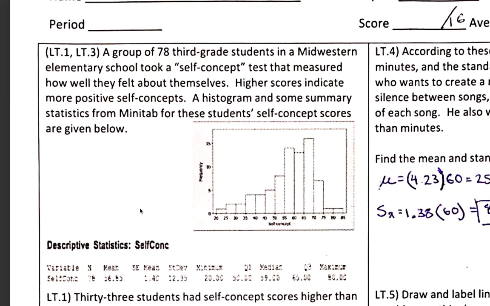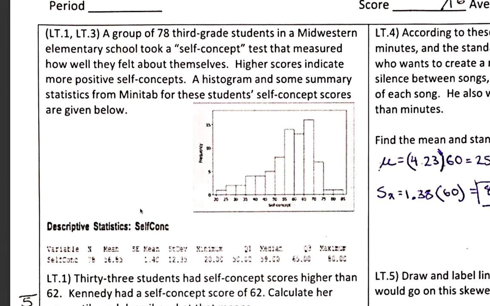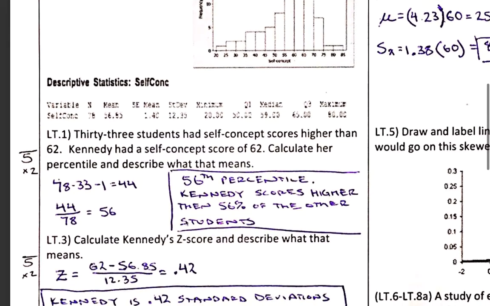that describes that, and then we also have a statistics summary here giving us the number 78, the mean 56.85, the standard deviation 12.35. Those would be the key things that we're looking at, and of course we have minimum, median, maximum, and the first and third quartiles. So Learning Target 1, it says that 33 students had self-concept scores that were higher than 62.